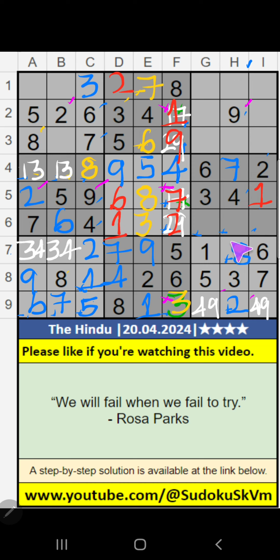Then sixth grid, on sixth row, 3 numbers are remaining, 5, 8, 9, it will come in one of these cells. Column H, we have 8 and 9, so 8 and 9 can't come in this cell, it will come in one of these cells. We will confirm later. Then sixth grid, on sixth row, only one number is remaining, 5 is confirmed here.